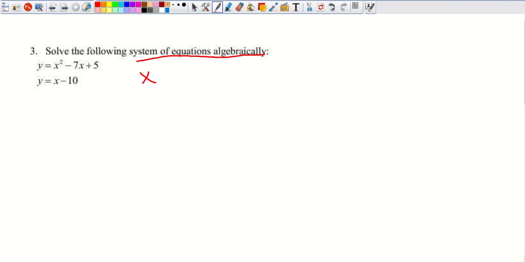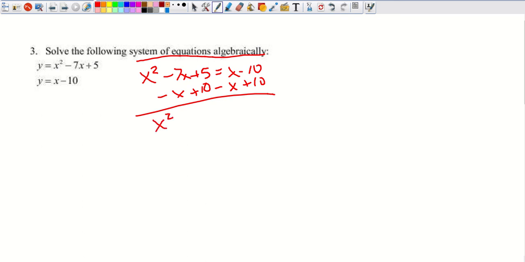So here we're going to do x squared minus 7x plus 5 equals x minus 10. And then we're going to go ahead and solve. So x squared is positive on the left. So we're going to move the x and the 10 over to this side.